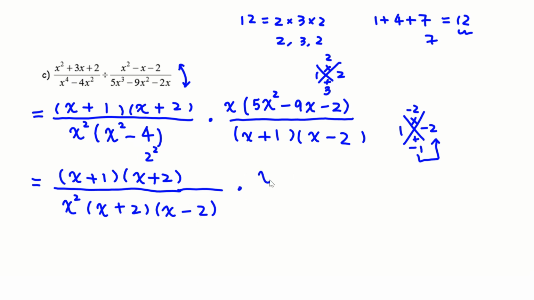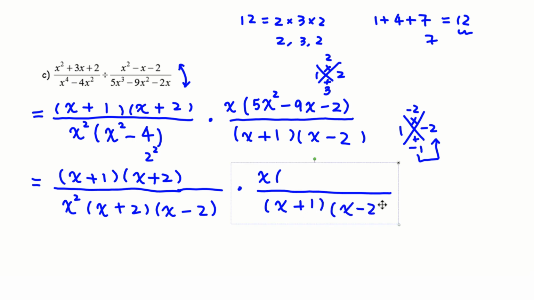Then times the x bracket, this is a tricky trinomial, so you need to use times together equals AC, add together equals the middle term. So times together is 5 times negative 2 equals negative 10. Add together is negative 9. So you will try 1 times 10, then 2 times 5. So 1 and 10 may work.